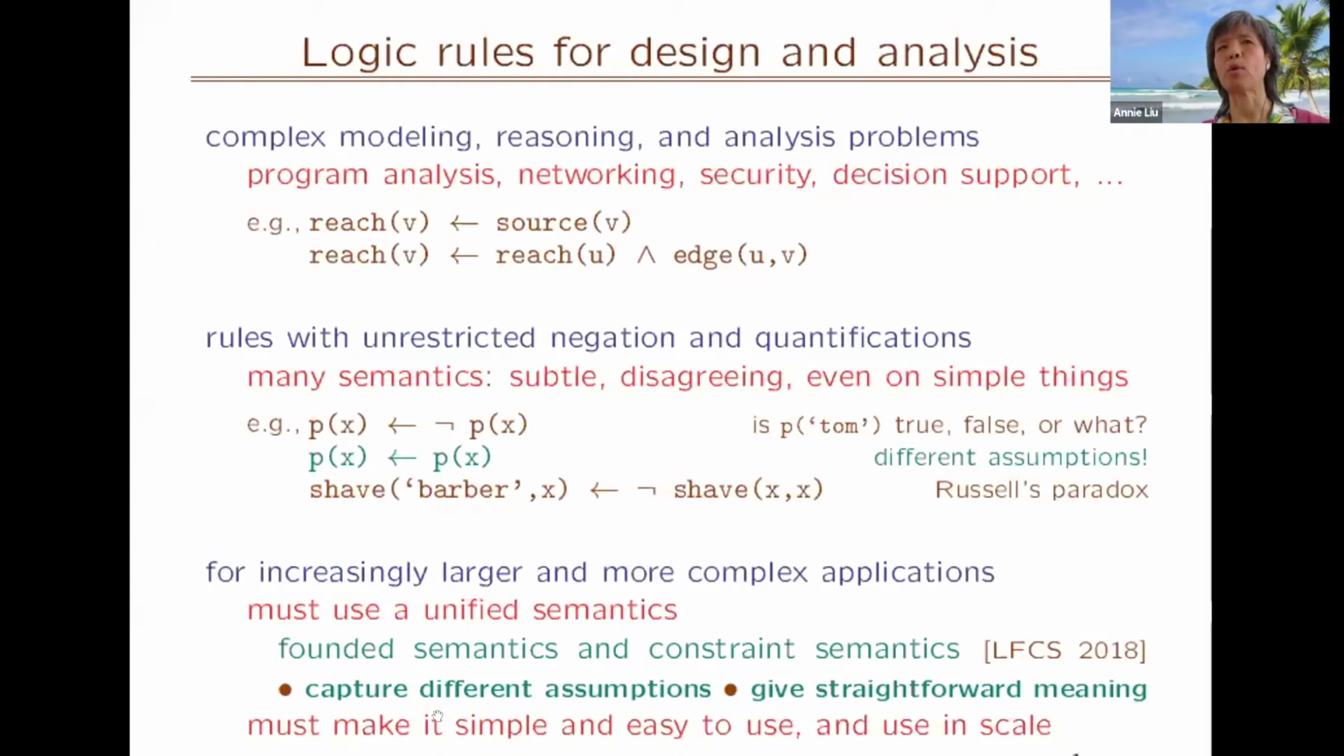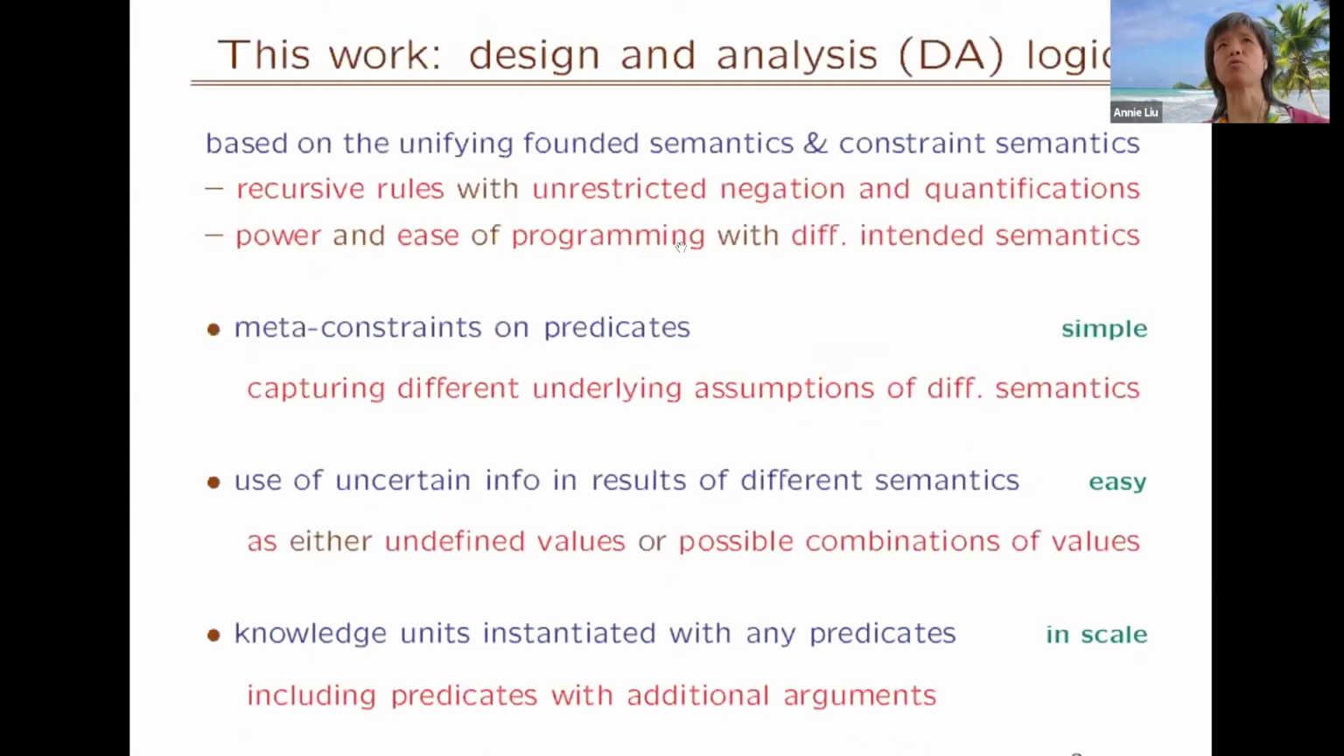The idea is you want to capture the different assumptions and you want to give really straightforward meaning. Okay, so that was the previous work. We'll see a little bit, but to make it really easy and simple to use and to scale, that's what this work is. We call it design analysis logic. It's based on the unifying founded semantics and constraint semantics. It supports recursive rules with unrestricted negation and arbitrary quantification, and gives you the ease and power of programming with different intended semantics. It has really 3 points in this work.